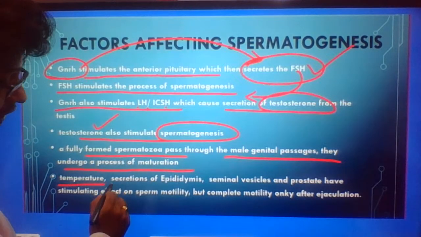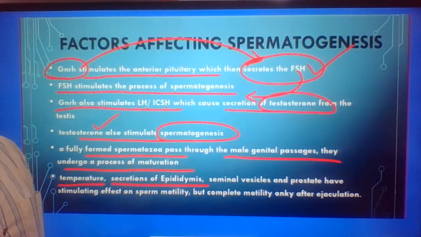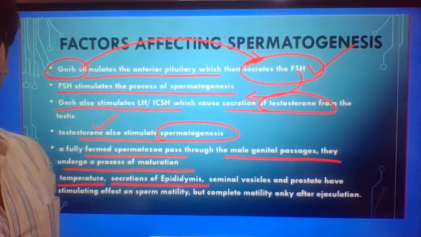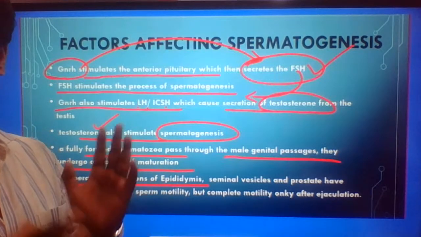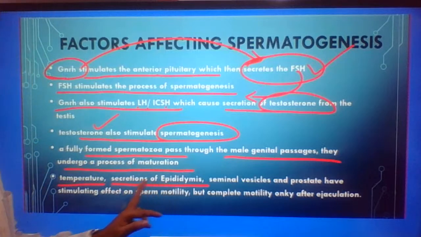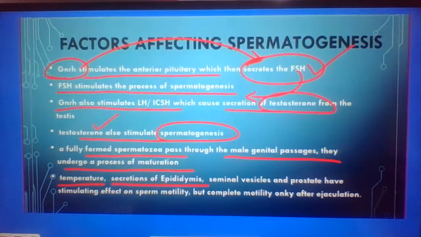So temperature, the secretion of the epididymis, we already discussed seminal vesicles, prostate, the accessory glands or secretions. I told you already, seminal plasma is 90% secretions. The remaining 10% only we have the sperms here. So the secretions play a very important role because that is where the sperms get the nourishment and the nutrition for the remaining purpose.